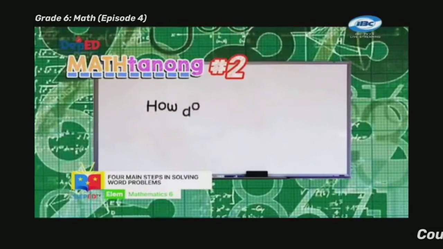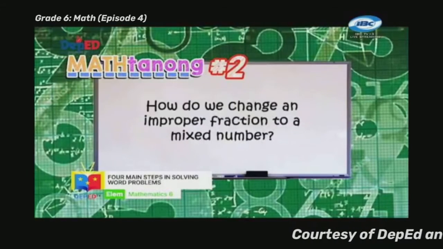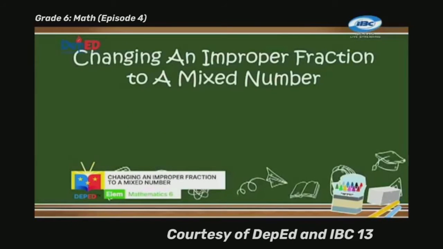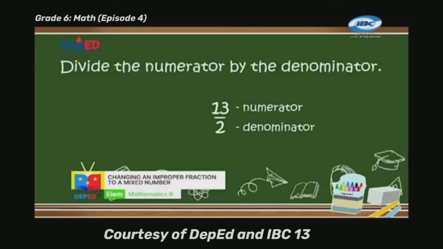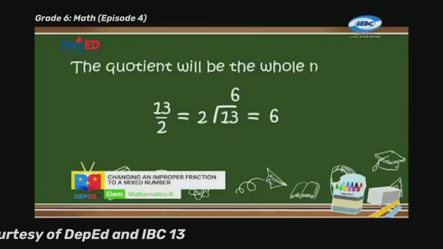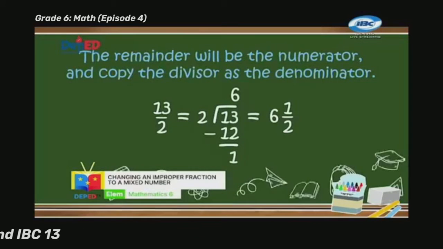Matanong number 2. How do we change an improper fraction to a mixed number? In changing an improper fraction to a mixed number, we divide the numerator by the denominator. The quotient will be the whole number. The remainder will be the numerator and copy the divisor as the denominator.